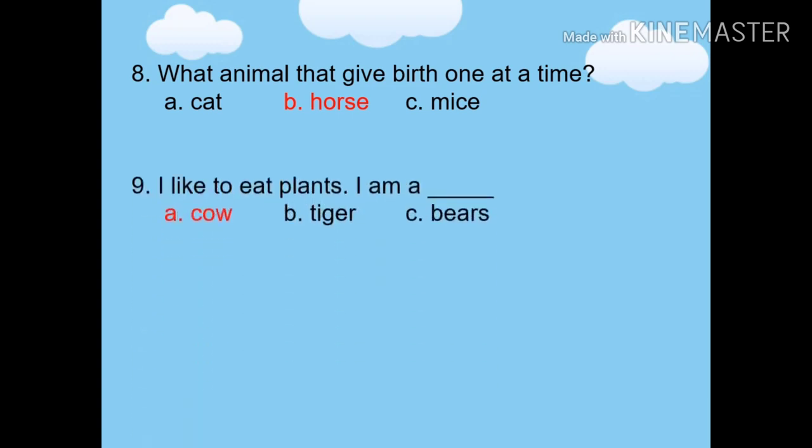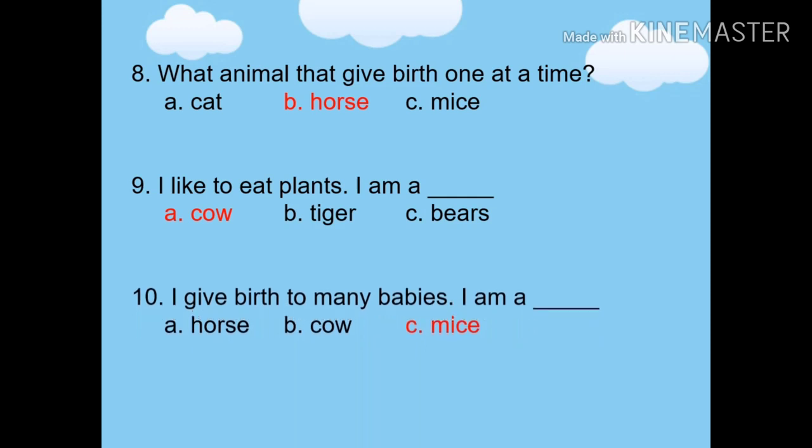Number 9. I like to eat plants. Yes, letter A, a cow. Because a tiger can only eat animals also. And bears, they eat both plants and animals. So the answer is letter A, cow. Number 10. I give birth to many babies. Yes, a mice. Because a horse and a cow can give birth to one baby only at a time.